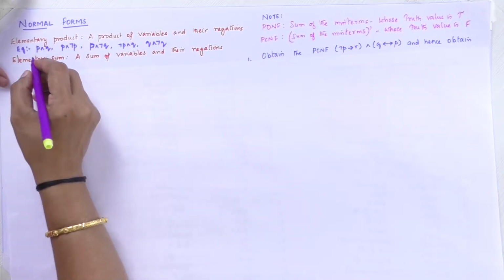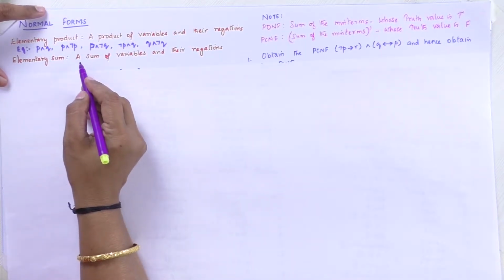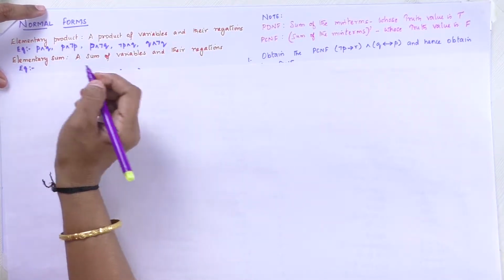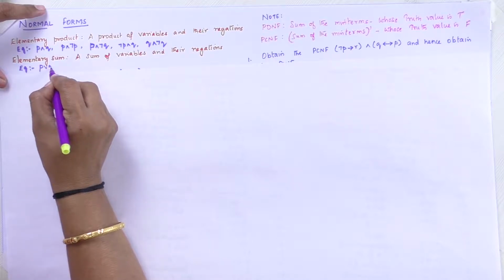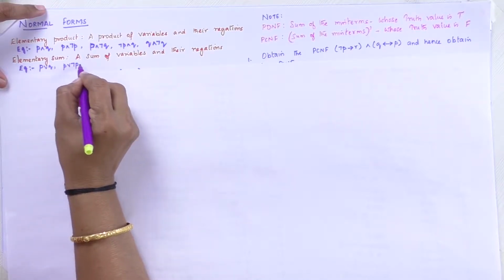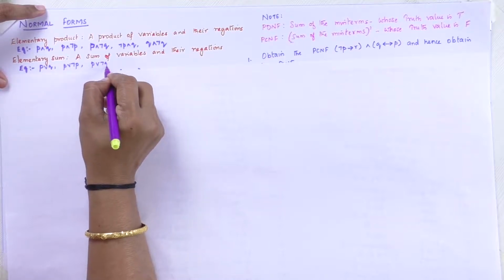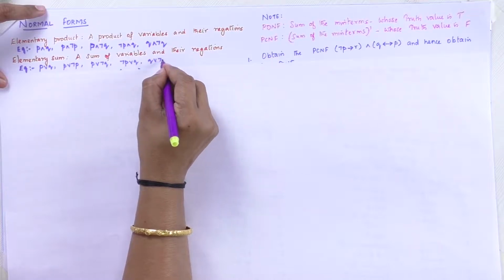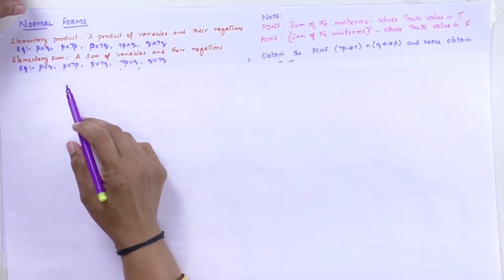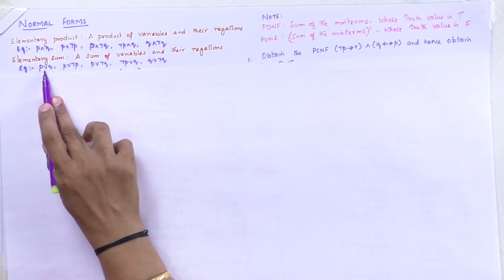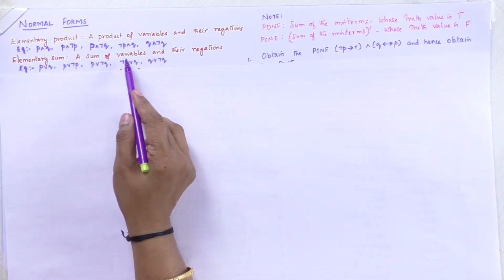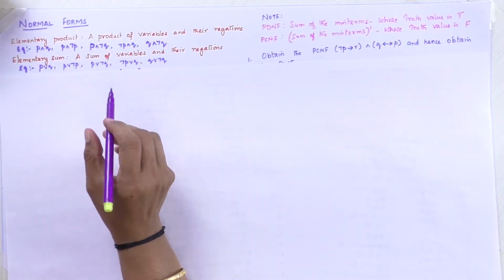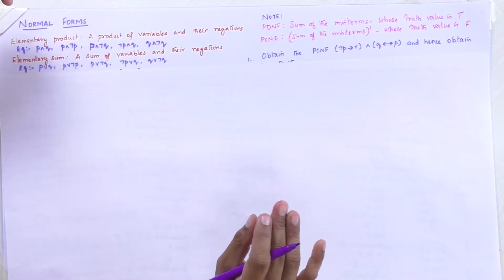Okay, fine. So let us see the examples. Elementary sum is the sum of variables and their negations. For example, it is P or Q. I can have P or negation P. I can also have P or negation Q, still I can have negation P or Q, and also I can have Q or negation Q. So look at this example now. Sum means it is disjunction, and it is a sum of variables and their negations. So these are some of the examples of elementary sum.